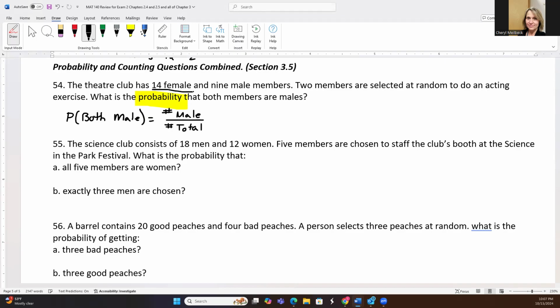So if there are 14 female and 9 male, that means total 14 plus 9 is 23 total members. And we want to choose 2 for an acting scene. So for our total, it's going to be 23 choose 2. In our numerator, we want just the male. Since there are 9 males, we're going to go 9 choose 2. And that fraction is going to give us our answer in probability form.